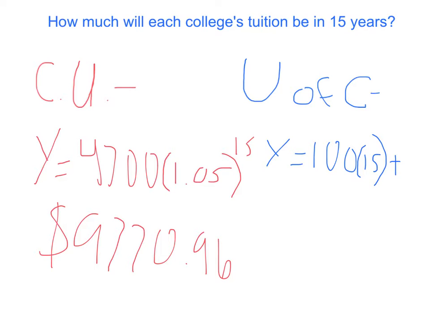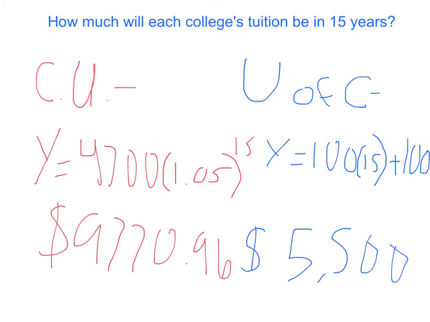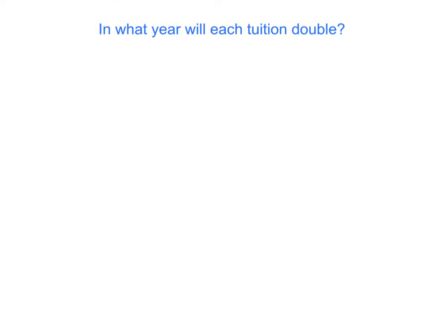If you recall, University of the College's tuition equation was y equals 100 times 15 plus 4,000. Pause the video and check back once you have the answer. The correct answer was $5,500. The last question is, in what year will each tuition double?